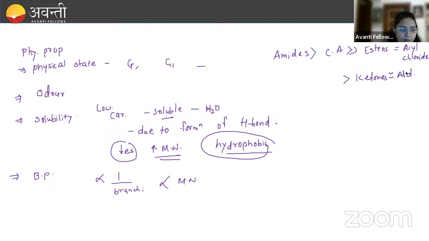So the relative boiling points of carbonyl compounds containing the same number of carbon atoms are arranged this way: amides are greater than carboxylic acids, then esters, which are equal to acyl chlorides, then ketones, and then aldehydes. You can remember this arrangement.